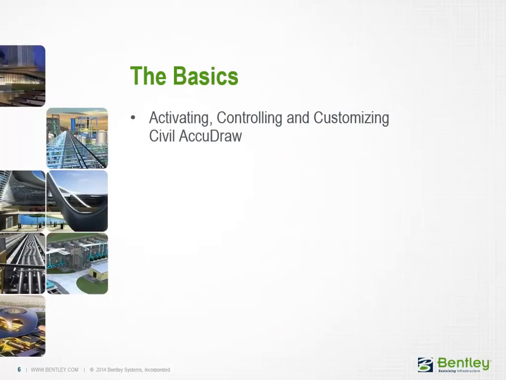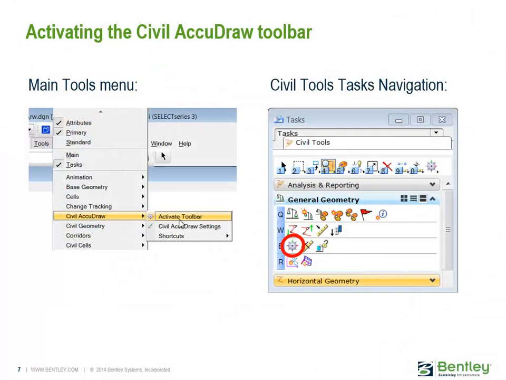Let's begin with the basics of Civil AccuDraw, and specifically how to activate it, control it, and customize it. You can activate the Civil AccuDraw toolbar in a couple of ways. First, from the main Tools menu in MicroStation, you can drop down and you'll see Civil AccuDraw, and you'll have the option to activate the toolbar. You also have options there to access Civil AccuDraw settings as well as the shortcuts. In addition, you can bring up the AccuDraw toolbar from the Civil Task Navigation menu, specifically the one under General Geometry.